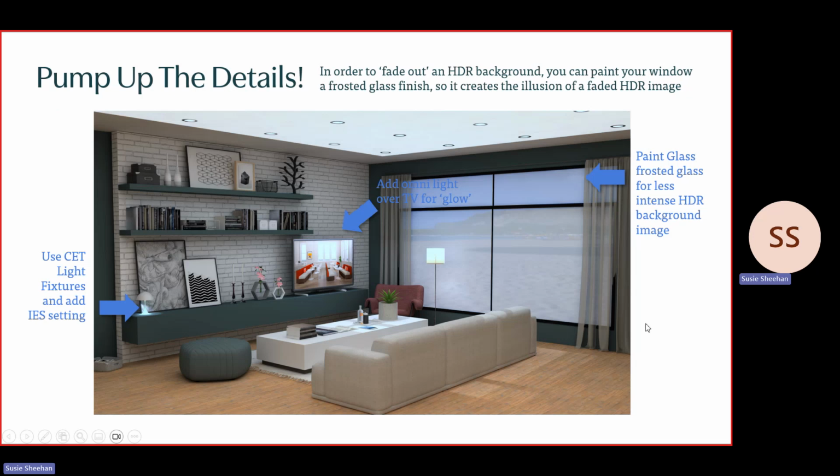And then since there's no way to really adjust the intensity of an HDR background, if you simply paint the glass a frosted glass, or even just paint it slightly so that you're not getting as much of that intensity, it'll help there. So it'll create the illusion of more of a faded image.